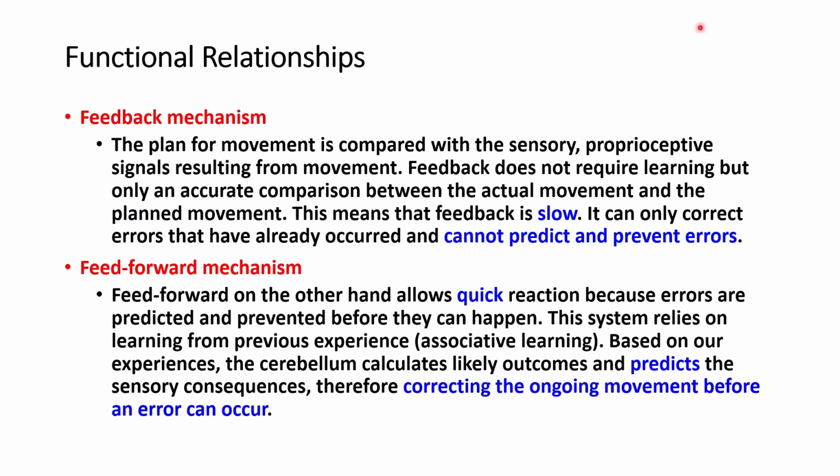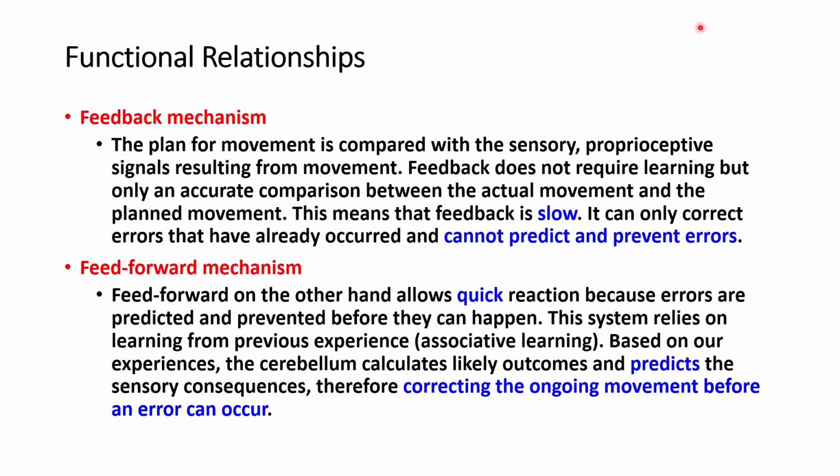So there are two different mechanisms in the cerebellum. One is the feedback mechanism, and the other one is the feed-forward mechanism. The feedback mechanism is something that happened in the past. So the cerebellum is processing the motor information that was sent from the rest of the brain, and it compares that with the sensory information that is received from the joints, muscles and tendons. It just compares it, but it cannot do anything about it because that's already in the past. So it cannot predict it. It cannot prevent any problems with that.